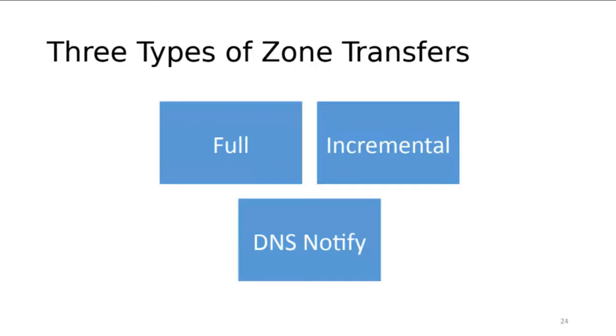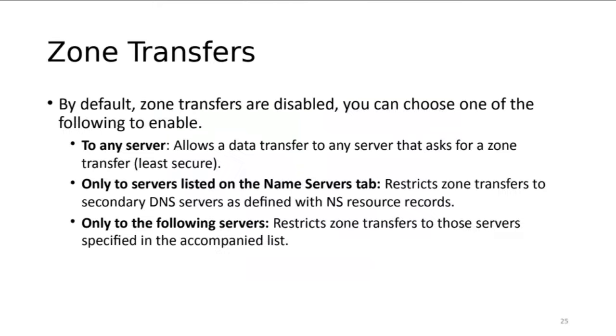We have 3 types of zone transfers. We have full or incremental, where only the changes will be transferred, or with DNS notify. We call it DNS notify zone transfer. By default, zone transfers are disabled, and you can choose one of the following to enable.